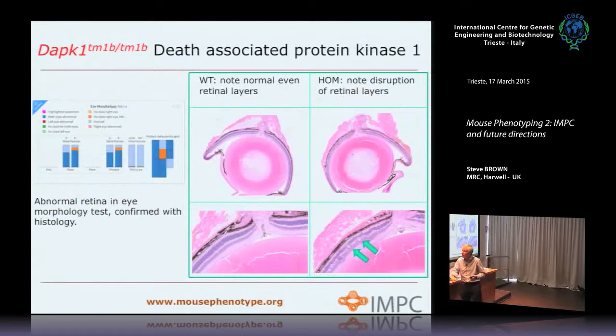So there's one gene. Here's another gene. Never been looked at before. Nobody really knows much about it. Death-associated protein kinase 1.